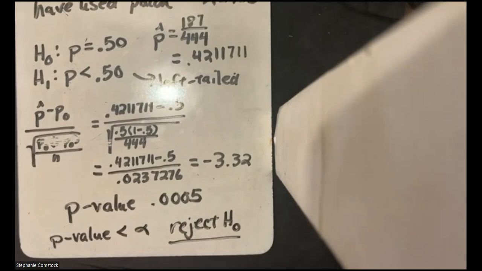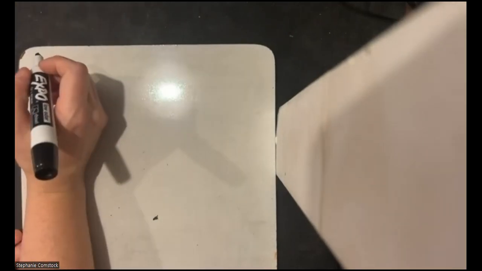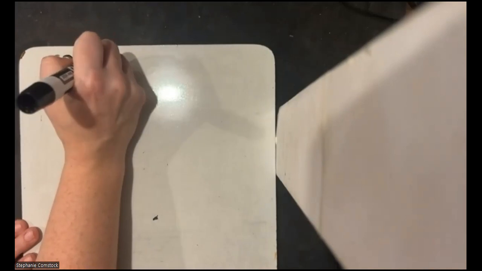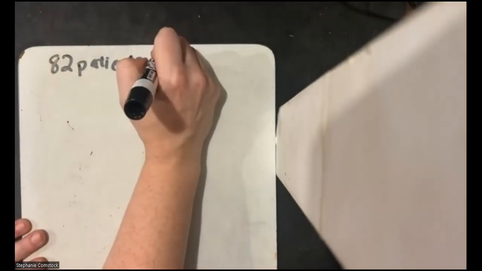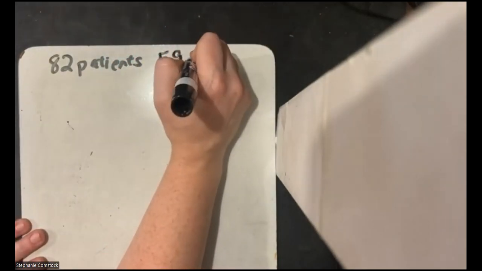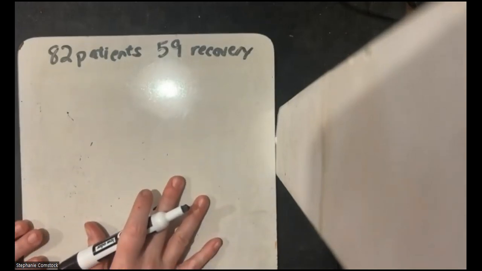Okay, so let's talk about doing another one here. Okay, so we've got vertical banded gastroplasty. It's a surgical procedure that reduces the volume of the stomach in order to produce weight loss. We've got 82 patients with type 2 diabetes who underwent the procedure, and 59 of them experienced recovery. Does the study provide convincing evidence that more than 58% of those with diabetes who undergo the surgery will recover?